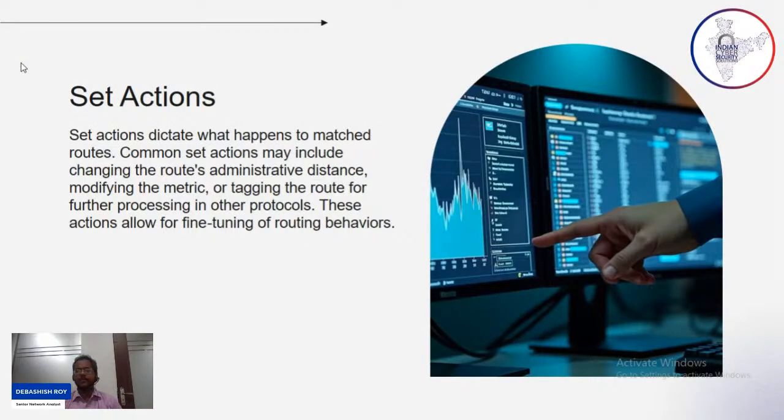By setting these conditions, administrators can select and filter routes based on defined standards. Number two is set actions. One is match, then the set, but set is optional. Set actions dictate what happens to matched routes. Common set actions may include changing the route's admin distance, for traffic engineering and path manipulation, modifying the metric, or tagging the route for further processing. These things can be achieved with the set statement. But even if you do not use the set statement, you can achieve filtering, because route filtering can be done with the match statement itself. These actions allow fine tuning of routing behavior.